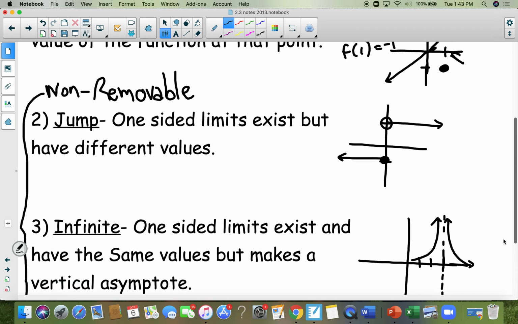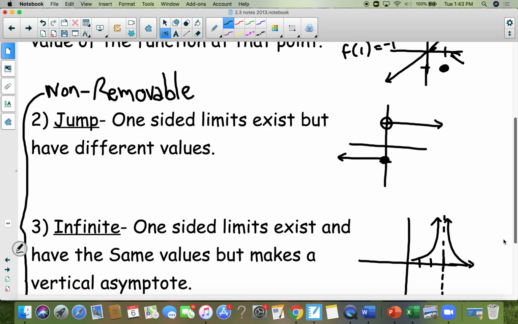Let's talk about the jump. A jump is one-sided limits exist but have different values. So this is a non-removable one right here. This is non-removable. It's called a jump because basically you're drawing this one and then you have to jump up to draw the rest of the graph, which makes sense, correct? So that's a jump. One-sided limits exist but have different values. That's an easy one, right?